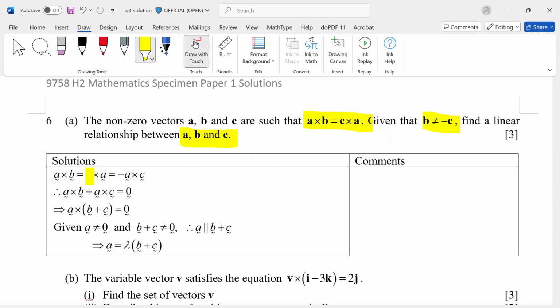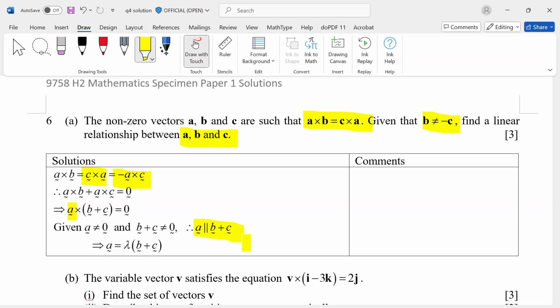So first thing first, your C cross A, I'm going to rewrite it as negative of A cross C and bring this whole thing to the left-hand side. And then you're going to factor out your vector A. Okay, and you'll see A cross B plus C is equal to 0. So vector cross vector to become a 0 vector, basically it means that they are going to be parallel. Okay, they are going to be parallel. So vector A must be parallel to vector B plus C. Okay, so that's the geometrical relationship.